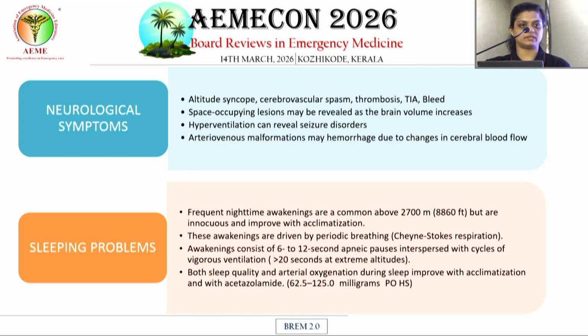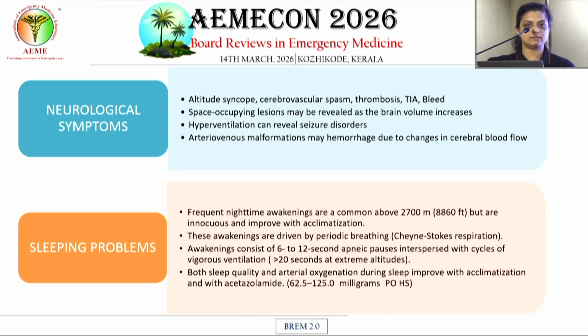Basically, a tumor bleed or something like that can happen. Second thing is hyperventilation. Hyperventilation can trigger or reveal a seizure disorder which was not present when the patient was at sea level. Third thing is AV malformations. Again, due to increased vascularity, AV malformations can bleed and cause symptoms. So this is very important, and you have to keep in mind every time the patient is having a neurological symptom, it is not necessary that the patient is having high altitude cerebral edema.